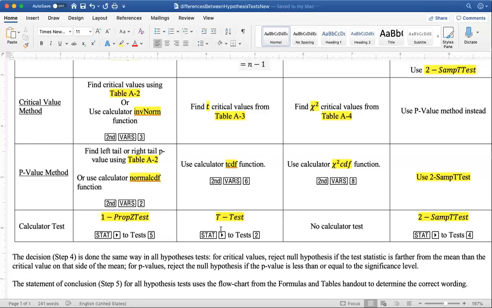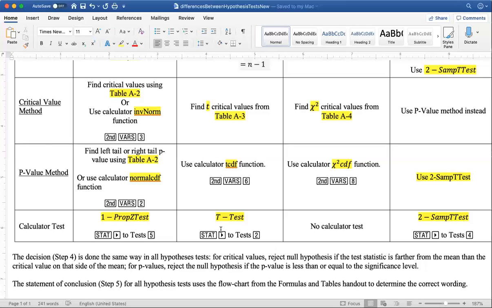For the two-sample t-test, I've already talked about that, but you can get to that by doing stat, right arrow to test again, but it is number 4. And again, the assumed value is 0, so you don't have to put that in. It's always going to be 0 for this test. You just have to put in the mean, sample standard deviation, and sample size for each of the 2 samples. And you're going to select the correct alternate hypothesis relationship. And again, you can calculate or draw on that one as well.